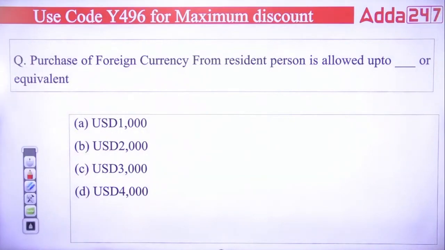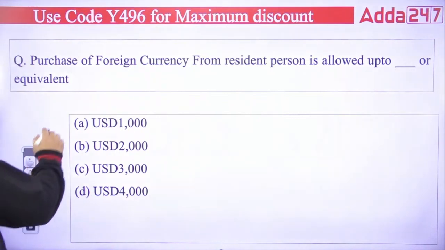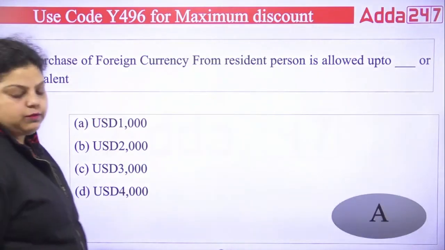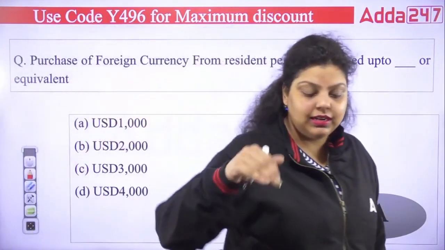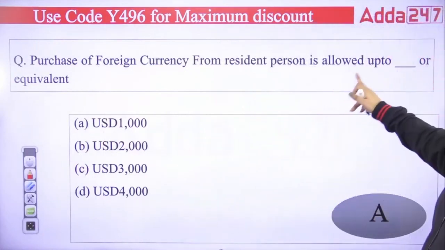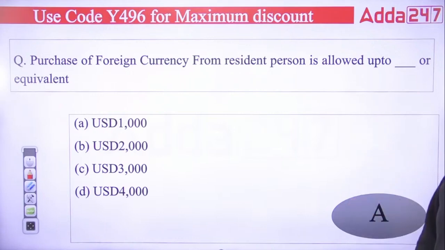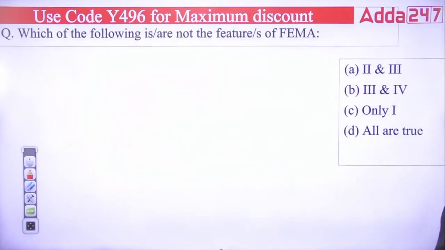Okay, and the right answer for this question is option A, that is $1,000. So if you are purchasing foreign currency from a resident person, it is allowed up to $1,000 or equivalent. Okay, now next we have: which of the following are not the feature of FEMA?